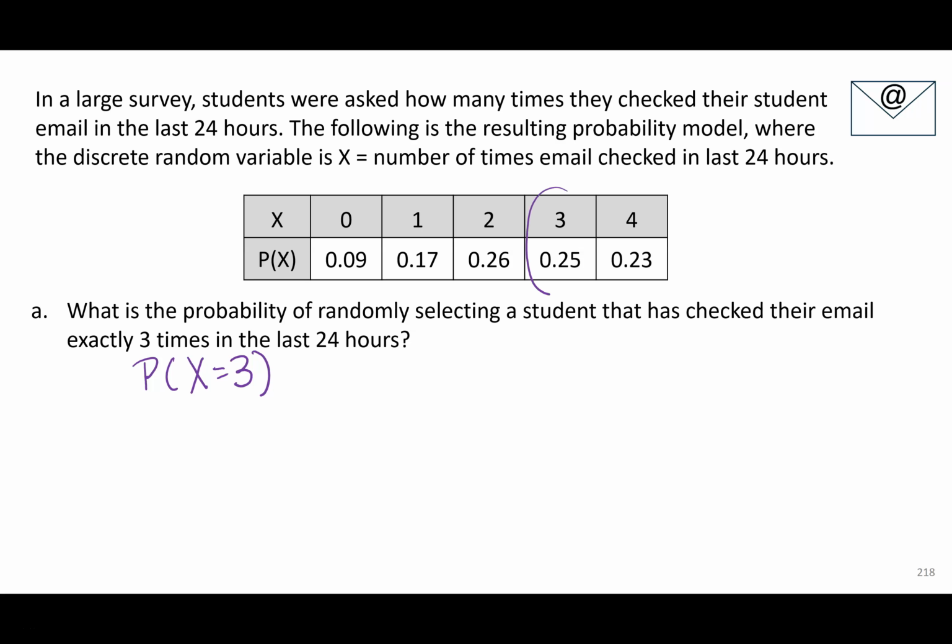So just line it up. That's all it's going to be, that 0.25. There you go.